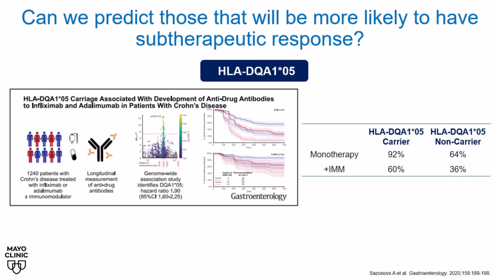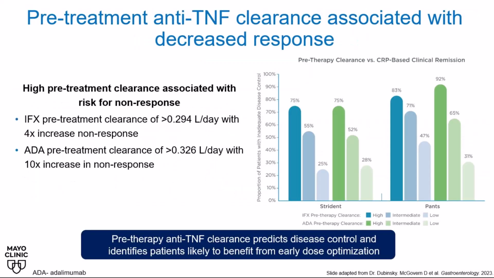You can see that those that don't have this carrier state are still at risk because immunogenicity can happen for many reasons, but they're much less at risk than the patients with the allele. And certainly, if I have a patient, or if I was the patient, I would want to be on an immunomodulator because I know that that's at least going to offer me some prevention in forming anti-drug antibodies and subsequently loss of response. In addition, there are opportunities for us to be informed about clearance.